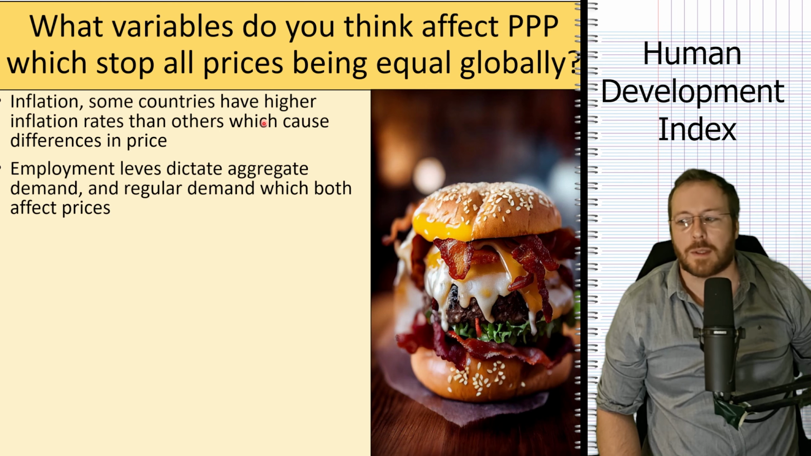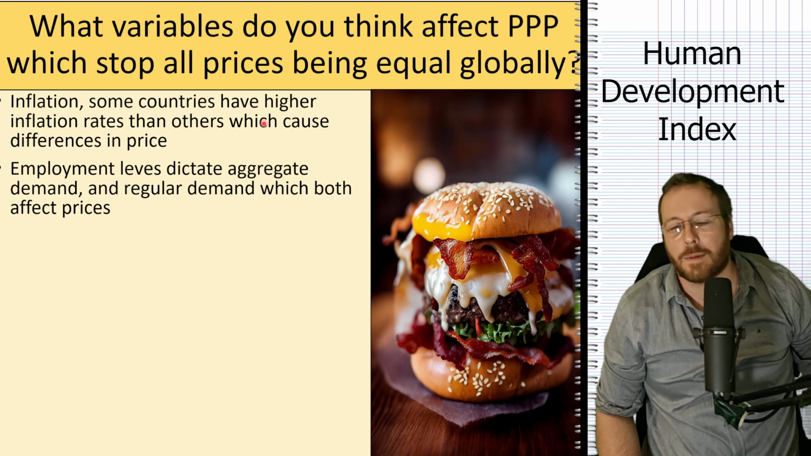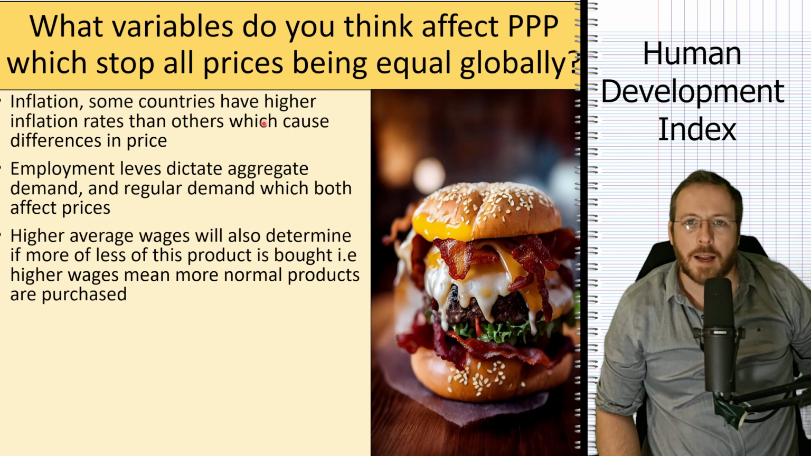Unemployment means businesses are not making much money. Consequently, they might reduce their prices to sell more stock. With higher average wages, if people have more income and more money available to spend at the end of the month, disposable income, they're going to be able to buy more of these burgers.